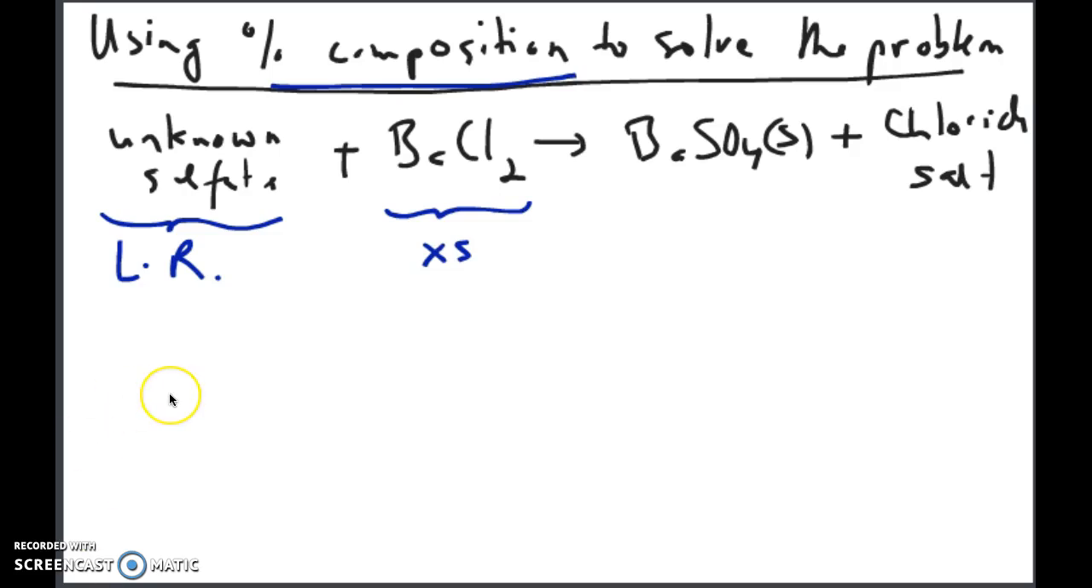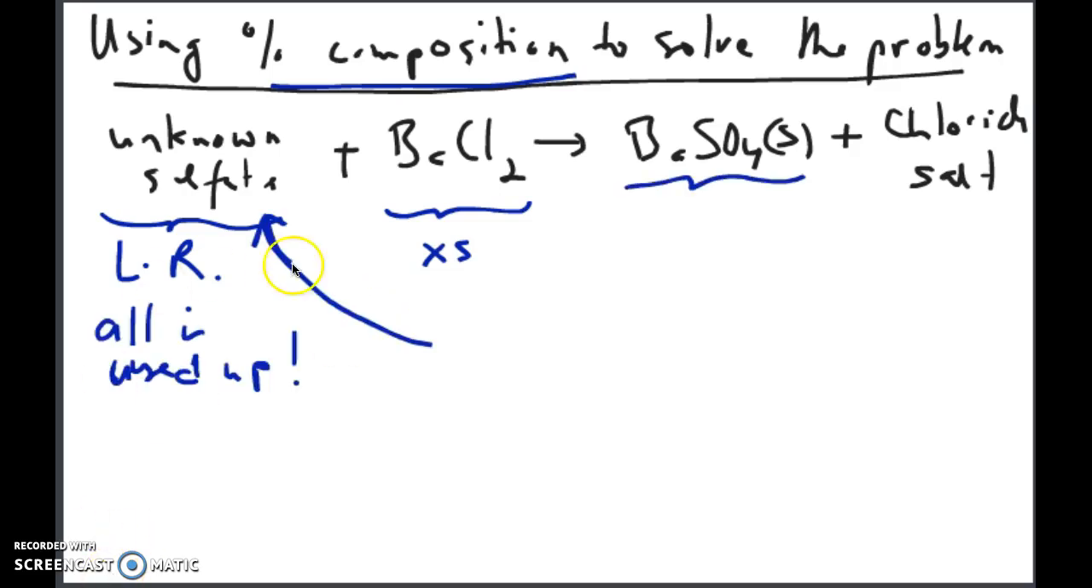The first thing to remember, of course, is that we use the unknown sulfate in such a way that it becomes the limiting reactant, whereas the barium chloride is in excess. If that's the case, that means that all the unknown sulfate is used up in the reaction, that's the definition of a limiting reactant, to form barium sulfate, right? Because the sulfate here would get converted to the sulfate in barium sulfate, okay?